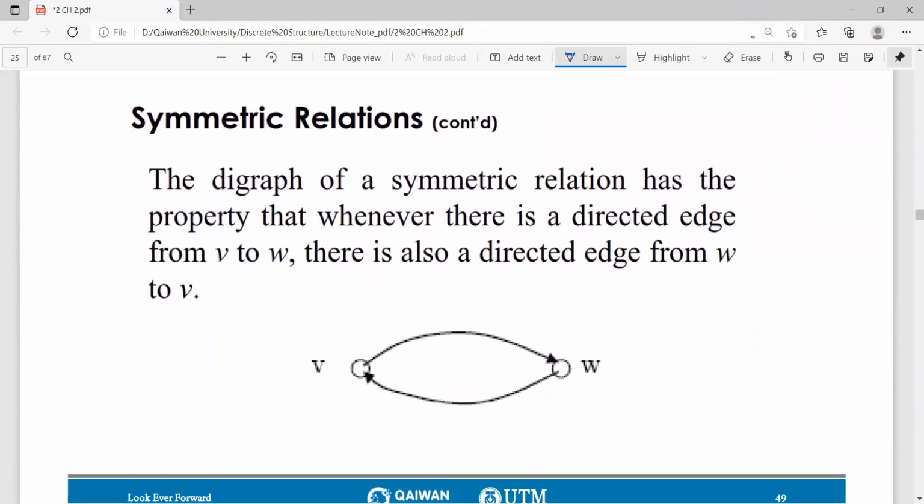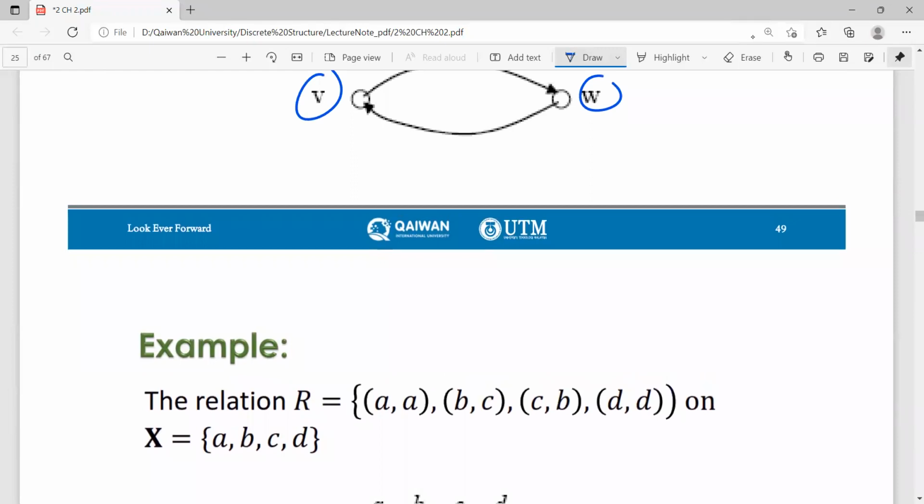We say a relation is symmetric if for all elements V and W in the set X, if V relates to W, then W must relate to V as well. But if you have no relation between V and W, we don't need to care about the relation from W to V. Look at this example.